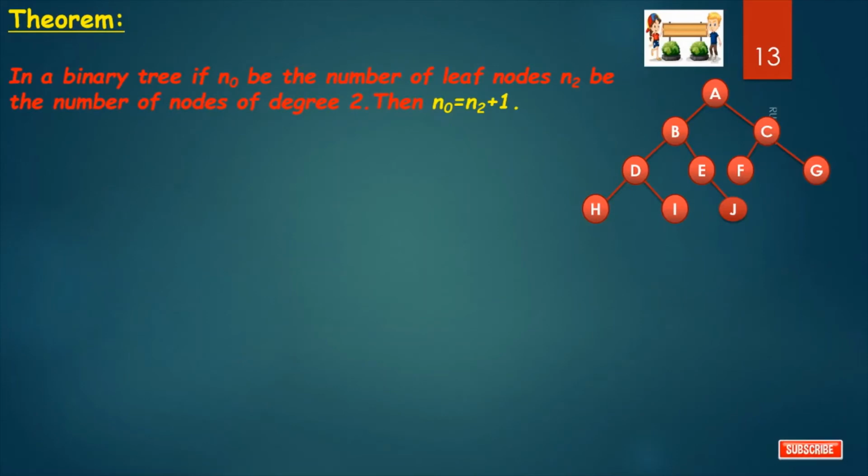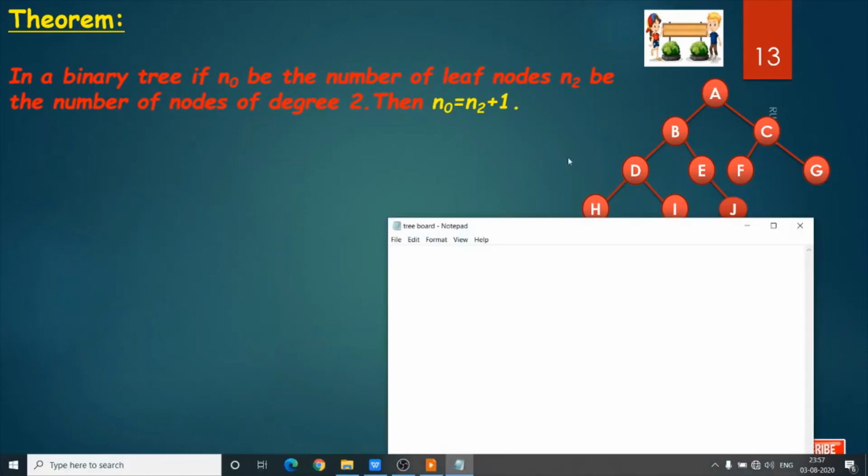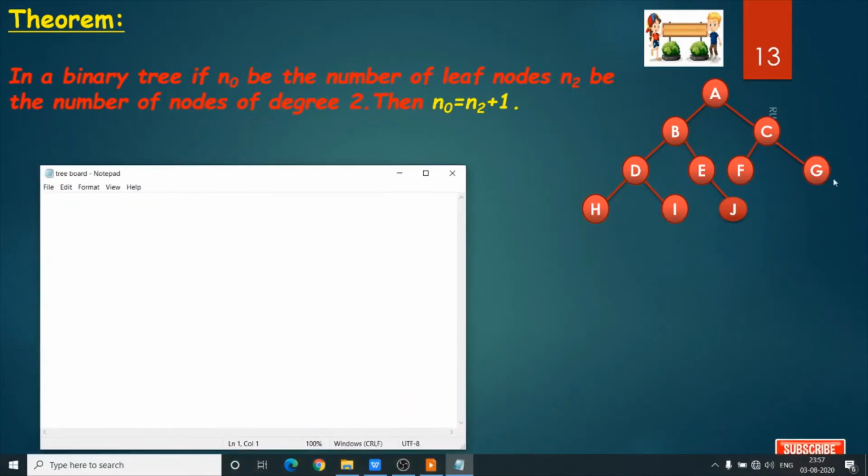In a binary tree, if n0 is the number of leaf nodes and n2 is the number of nodes of degree 2, then you have to prove n0 equals n2 plus 1. Now in case of a binary tree, how many types of nodes are there? Nodes having degree 0, nodes having degree 1 and nodes having degree 2. So here, for this tree, how many nodes have degree 0? It is 1, 2, 3, 4, 5, all leaf nodes. So the value of n0 is 5.